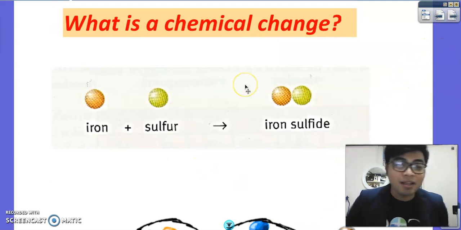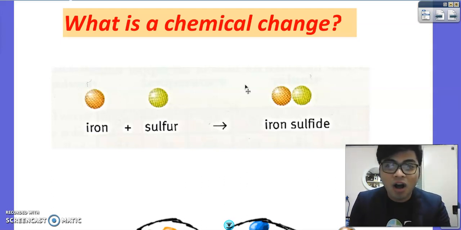Next, what on the other hand is a chemical change? Usually, this kind of change happens in a chemical reaction.